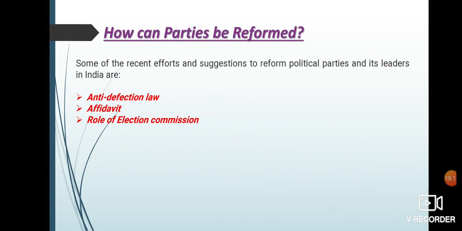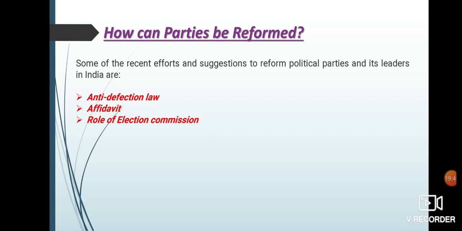Our last topic of the chapter comes: how can parties be reformed? As we have seen the various challenges, various disadvantages of the political party, or you can say the various limitations faced by the political parties. So for their reformation, some steps have been taken. Some laws have been made. Some of the recent efforts and suggestions are there to reform the political parties and their leaders in India.